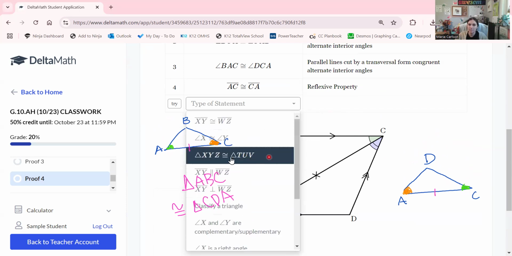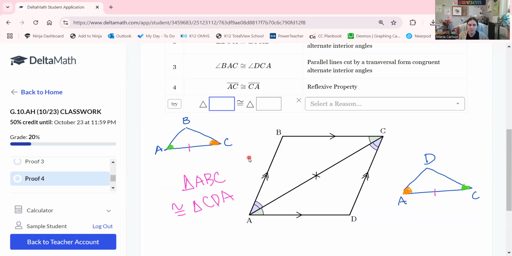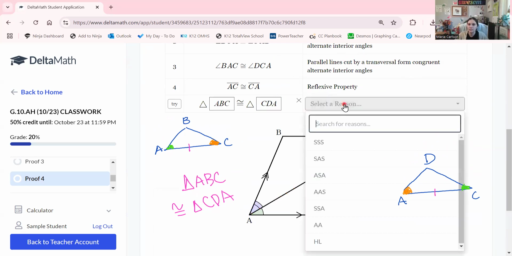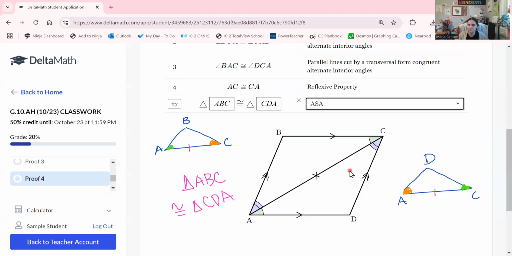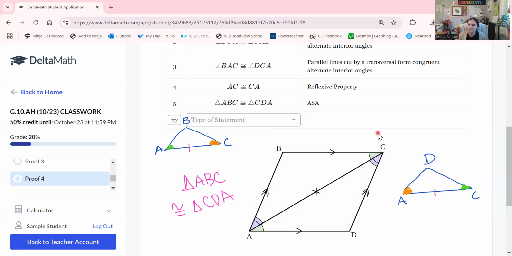Triangle XYZ is congruent to triangle TUV. I need to say the triangles themselves are congruent first. And it is ABC is congruent to CDA. Our reasoning here is angle, side, angle. We have two angles and the side in between, that shared reflexive side. Oh my gosh, I love it so much. Okay, now we are almost done.